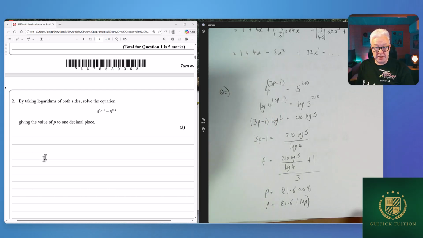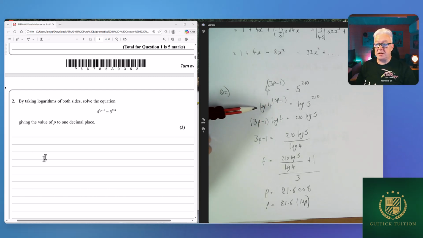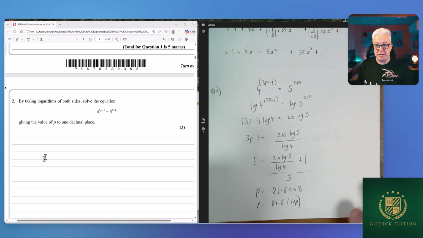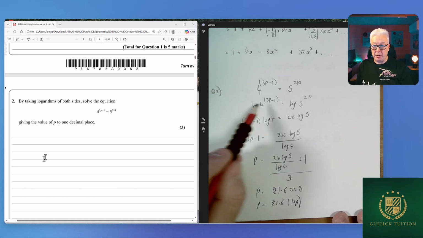Now, it doesn't matter what log you take. I could take ln, I could do log base 10, I could do log base 4, I could do log base 5. It really makes no difference as long as you're consistent and you take the logarithm to the same base on both sides. So I've just chosen to do log base 10, which we just write as log. So there we go, that's that second line, log and log.